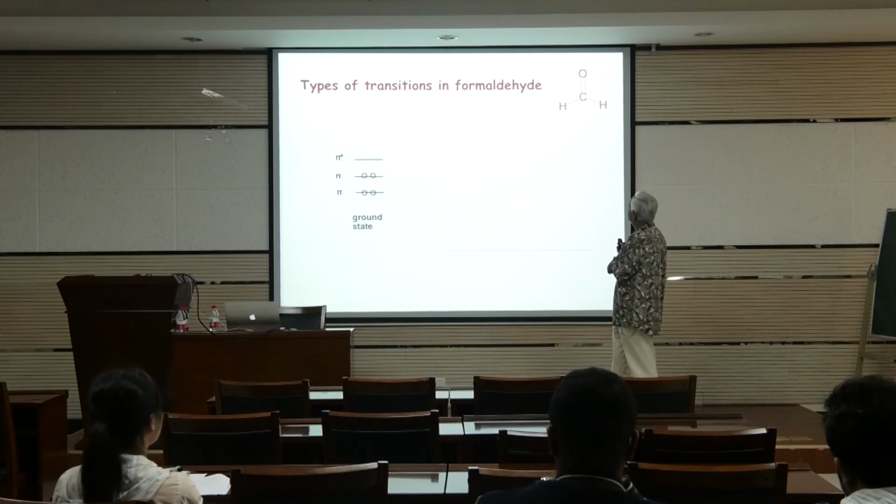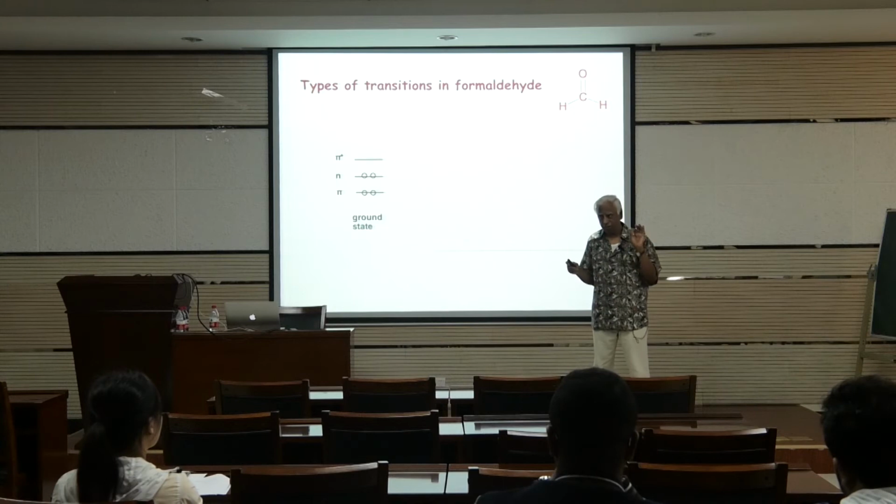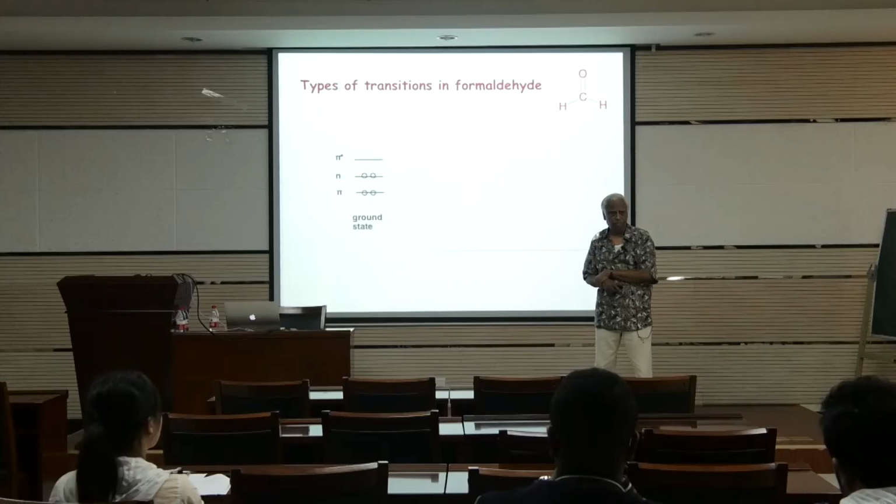And then there are electrons on the oxygen which are not interacting with the carbon, but they are a little bit away from the oxygen nuclei, so they are called non-bonding orbitals. So that is these two. Okay? So the electronic configuration for formaldehyde, very simple in terms of molecule, is pi and n. So these are the electrons.